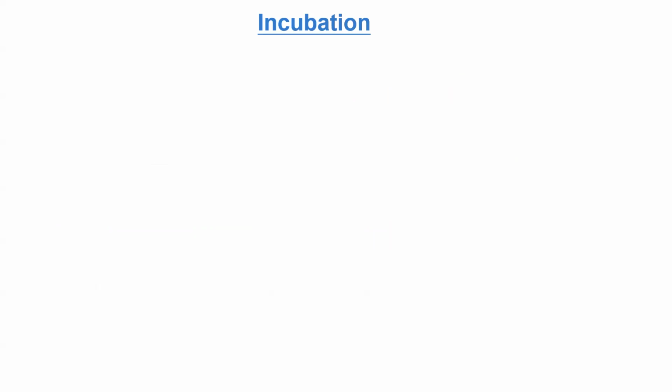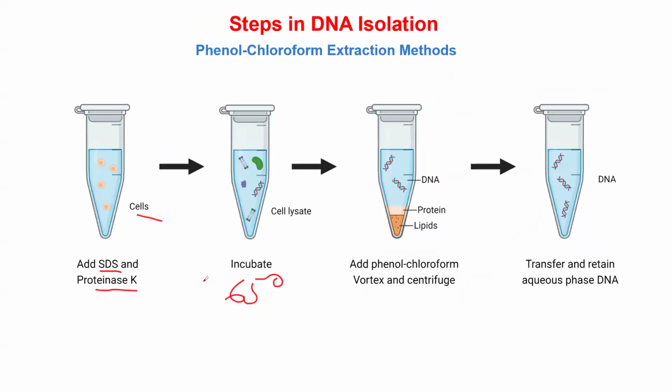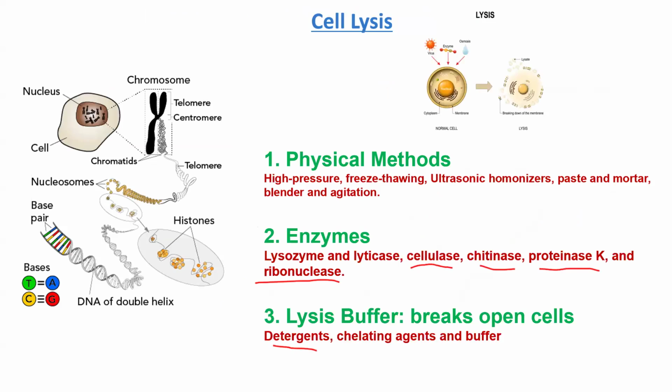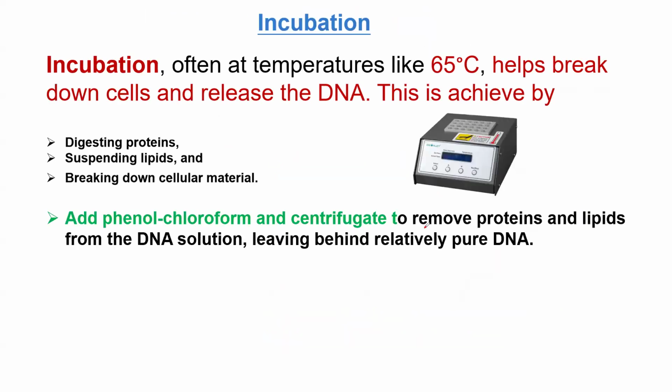So when you add phenol-chloroform, this is what you are going to observe. Look at it. All the proteins and the lipid will settle down, and then you will now be left with DNA. So after you add phenol-chloroform and then you centrifuge, the proteins go down, and then you transfer your DNA supernatant to another tube.